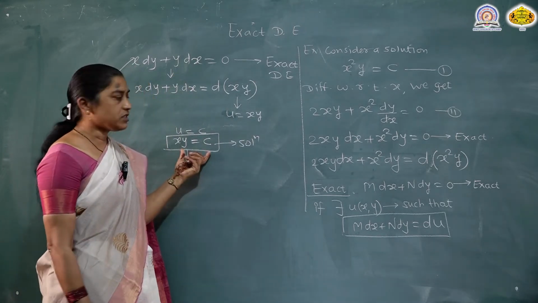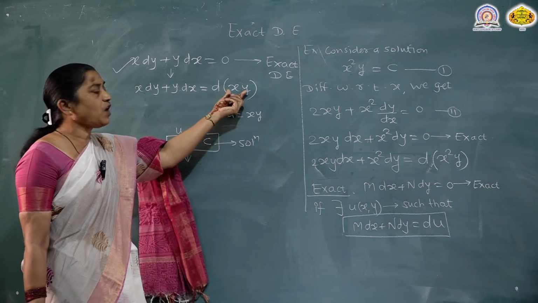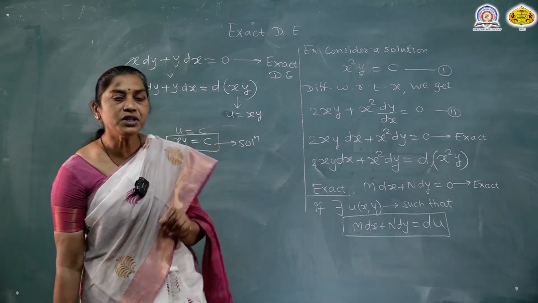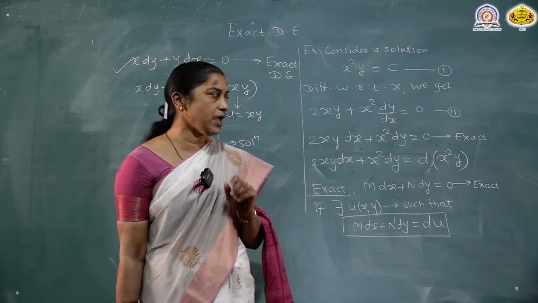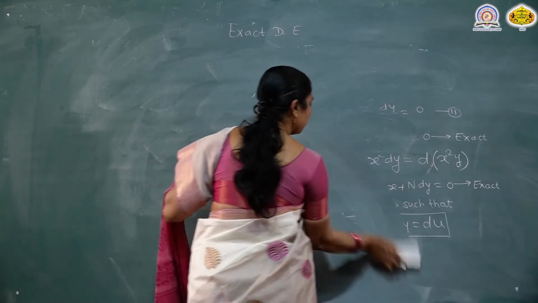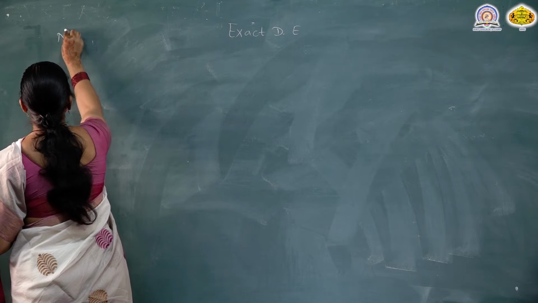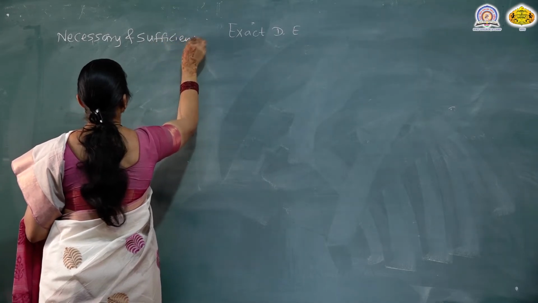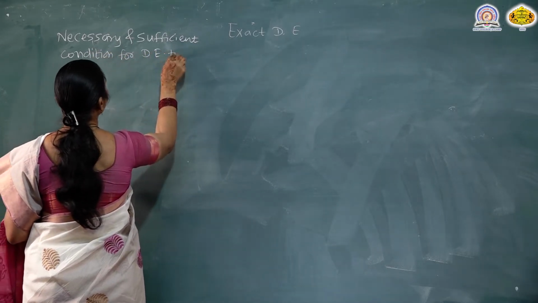There are many examples of exact differential equations. We are going to see what the condition is, because it is not every time easy to find the function u whose derivative is given on this side. Therefore, we are going to see what is the necessary and sufficient condition for the equation M dx plus N dy equal to 0 to be exact. So, consider the next theorem. It gives the necessary and sufficient condition for a differential equation to be exact.